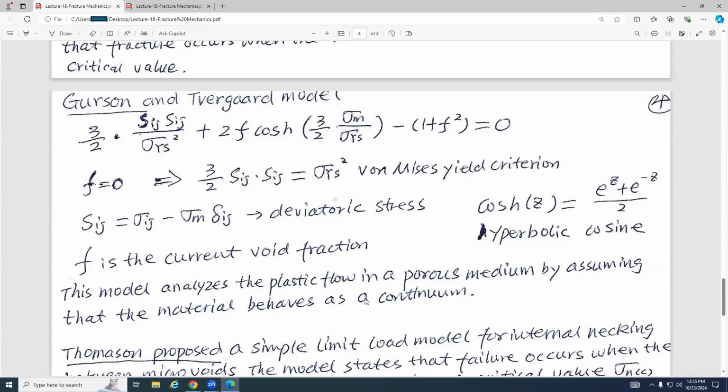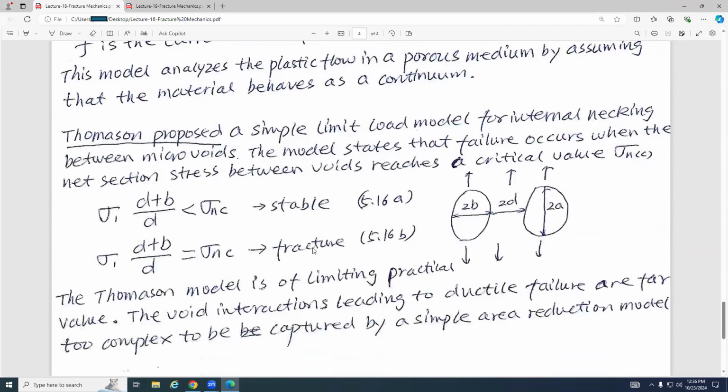Now, by the way, guys, currently the porous material is very famous. It is a hot research topic. Why? Because it is lightweight, and also as long as the strength is good enough, people tend to use the porous material. So porous material behaves like a continuum.